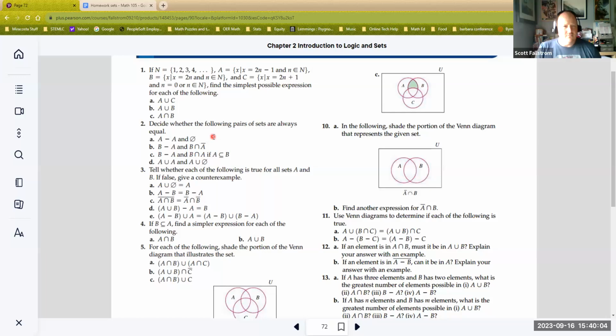Find the simplest possible expression for A union C. If you're looking through questions like this, or defining whether things are always equal, sometimes you have to go back to the definition. What does it mean to be a set difference? If I have a set A and I take out everything that's in A, what's remaining? There's no elements left, which means your set is now equivalent to the empty set.